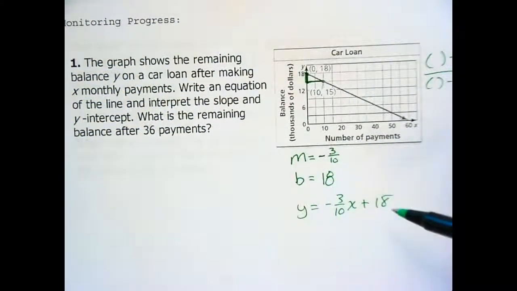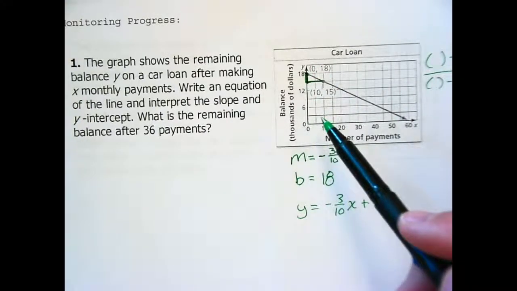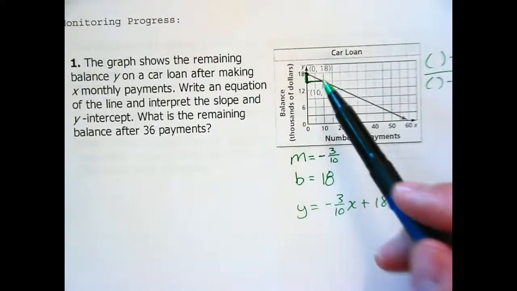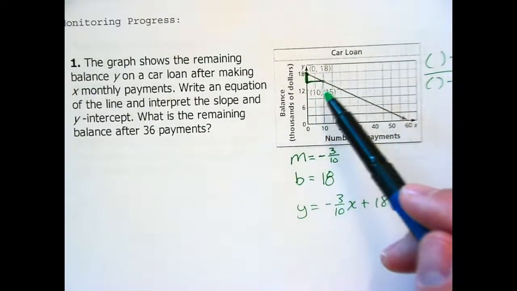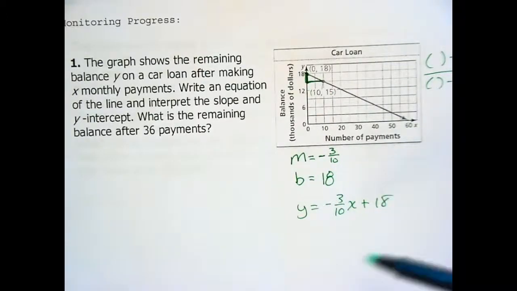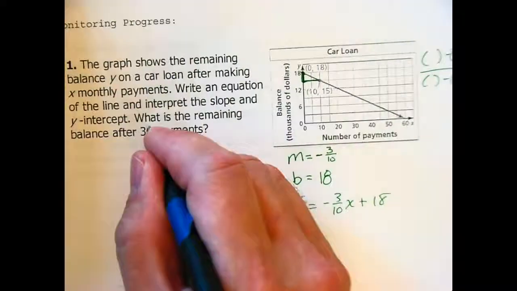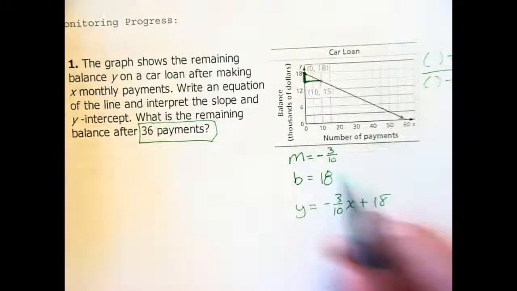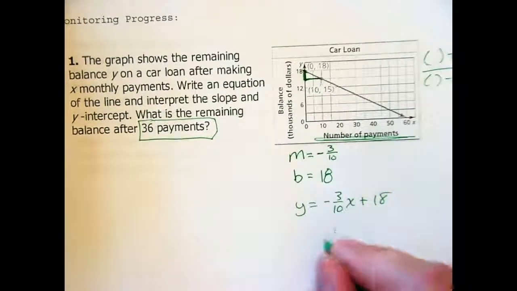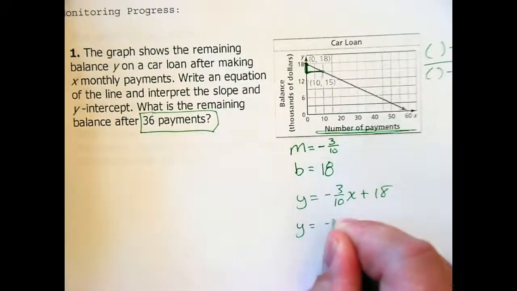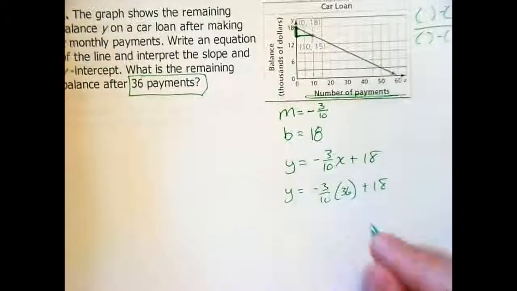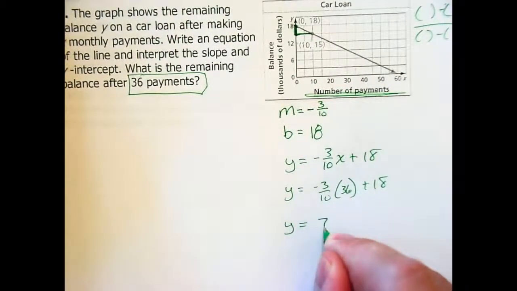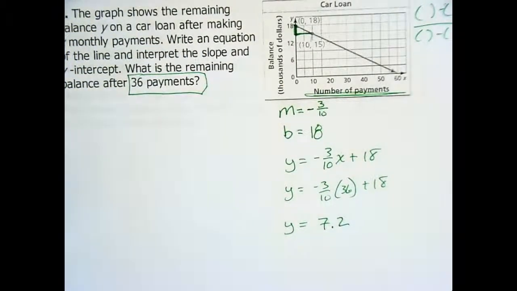Is it okay to leave it like this, even though it says in thousands? I mean, really, when I say I'm going down 3, I'm really going down 3,000, right? It's okay to leave it like this as long as you realize when you plug things in like this, 36, that deals with number of payments, so 36 goes in for x. When I do that and actually do the math, I believe that gives me y equals 7.2. I think. Is that what you guys got?